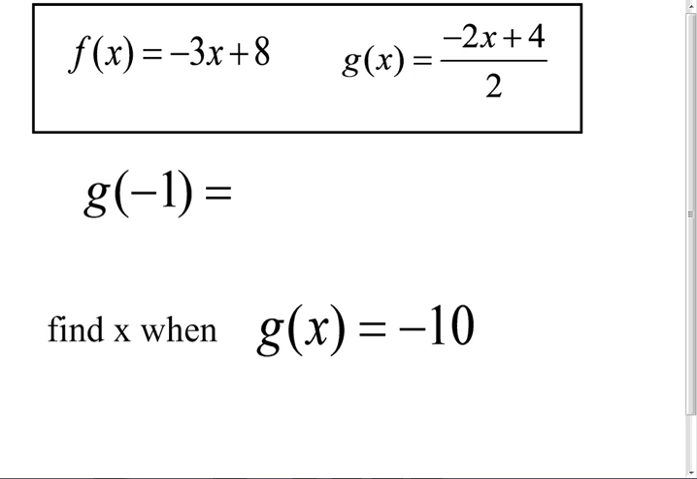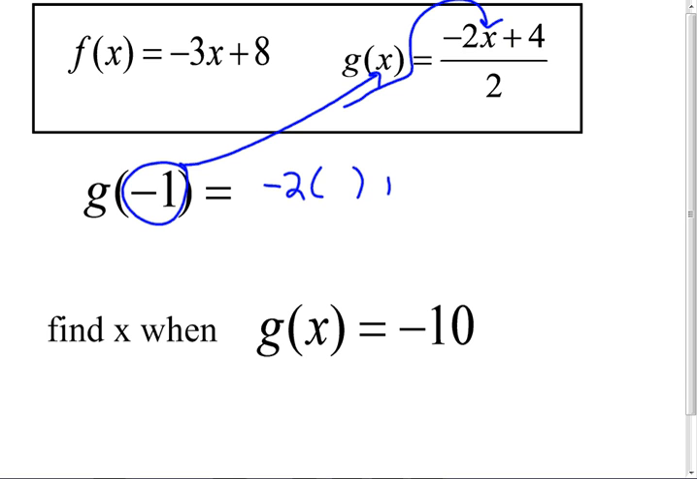G of negative 1 is what this says. So I'm going to take negative 1. It goes in there. Now it says G of negative 1, and it goes right in there for x. So it's negative 2 times whatever I'm going to put in there plus 4 over 2. This is order of operations. Your quiz tomorrow has some order of operations on it. Some of the problems are directly out of the homework. You won't be allowed to use your homework, though.